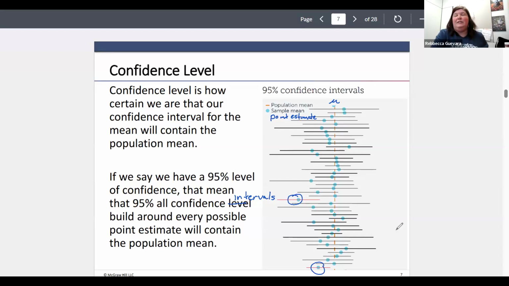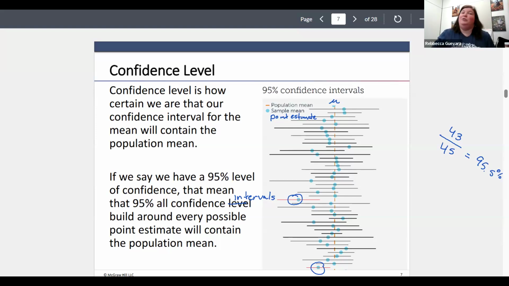And if you went through and you counted this, I think there's 45 of these lines, I believe, and 43 of them actually capture your population mean, which is 43 divided by 45, really, really close. It's actually 95.5%. But that's the idea: I expect pretty much close to 95% of those intervals are going to capture that population mean.